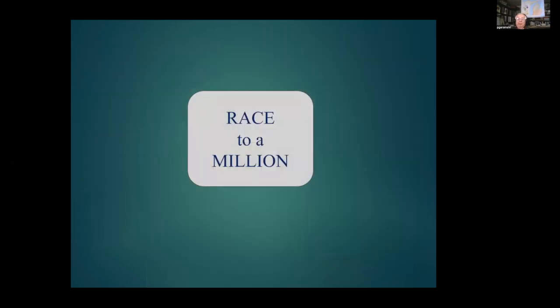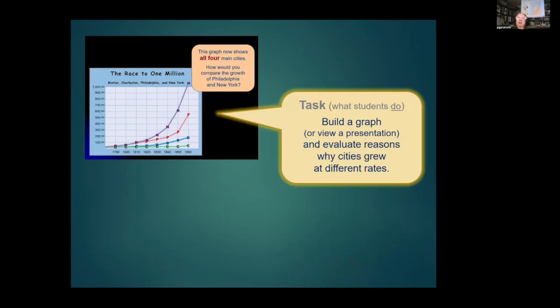That ties in with a very short graphing activity about the race to 1,000,000 people. Because what the students do is they view a presentation or they look at the raw data and they build a graph about the growth of New York, Philadelphia, Boston, and Charleston. And as you can see, they all started out with about the same population. And New York and Philadelphia did a little bit better until the Erie Canal came along, and then New York absolutely took off.